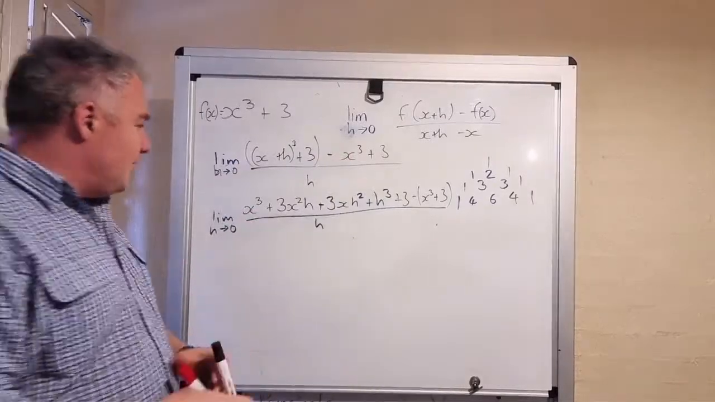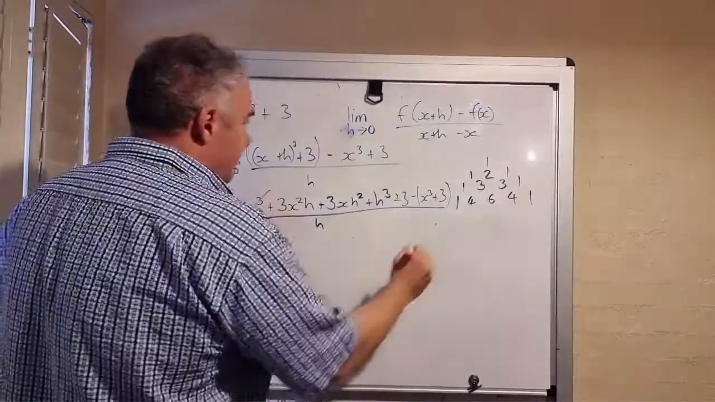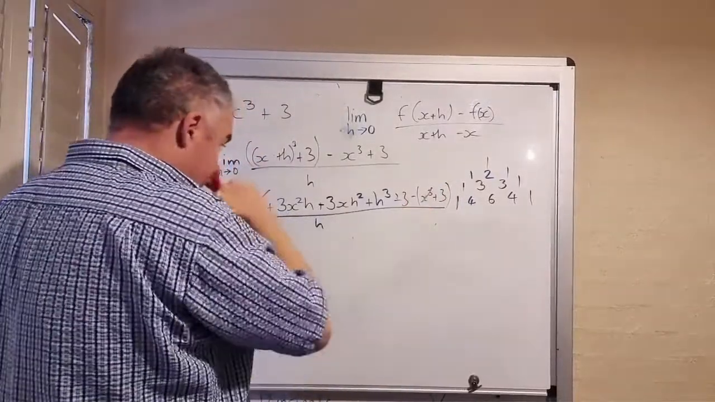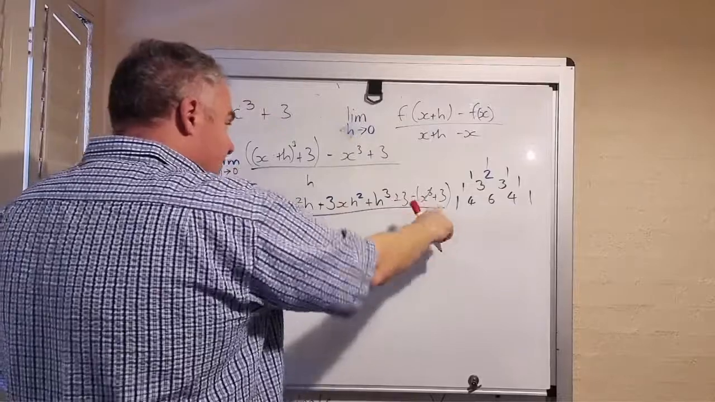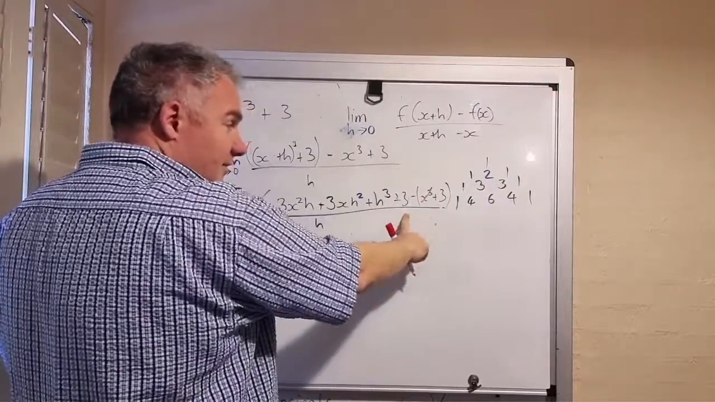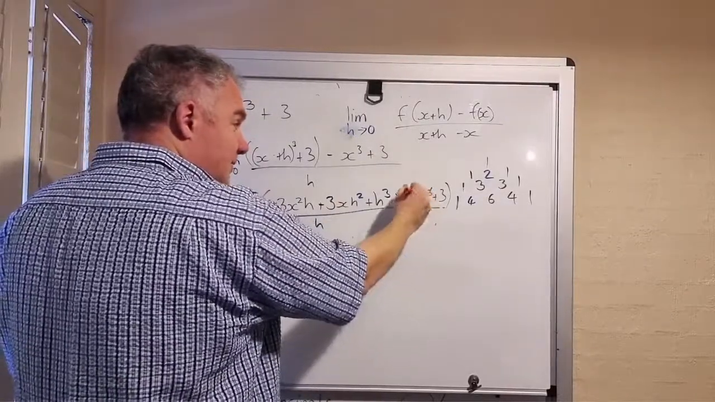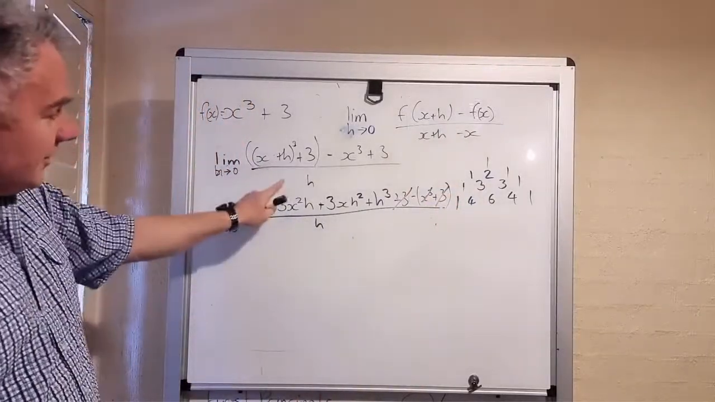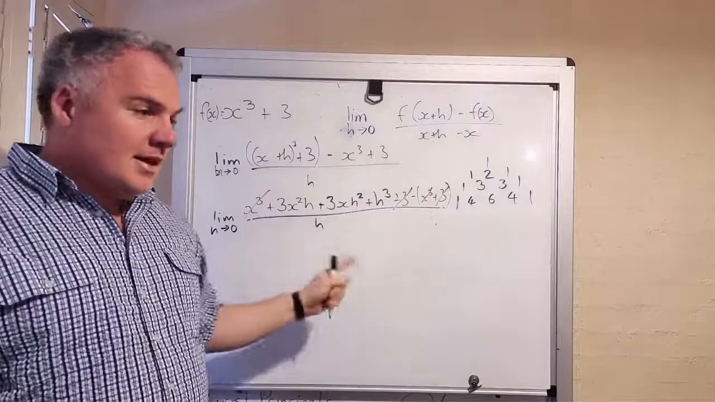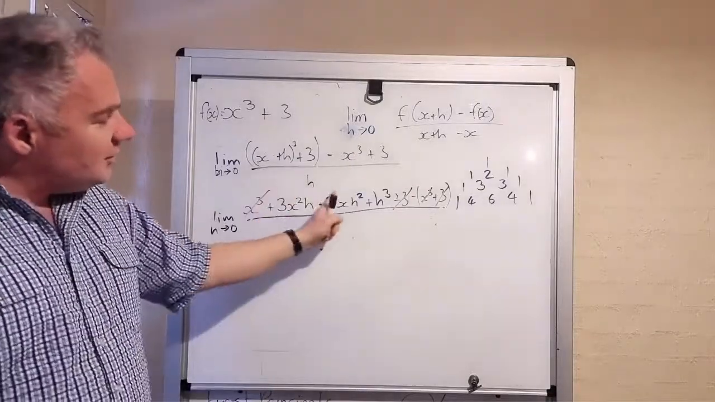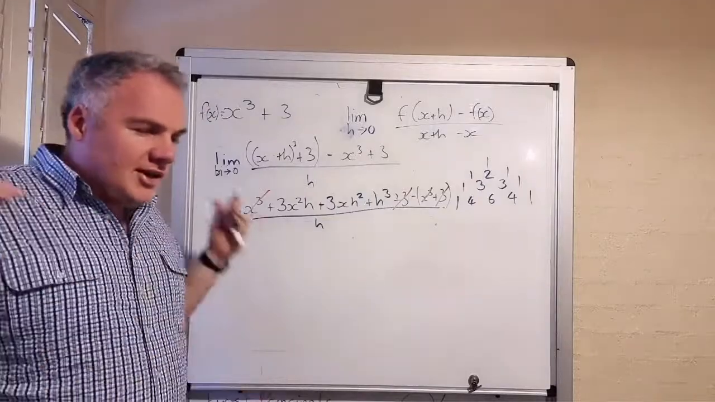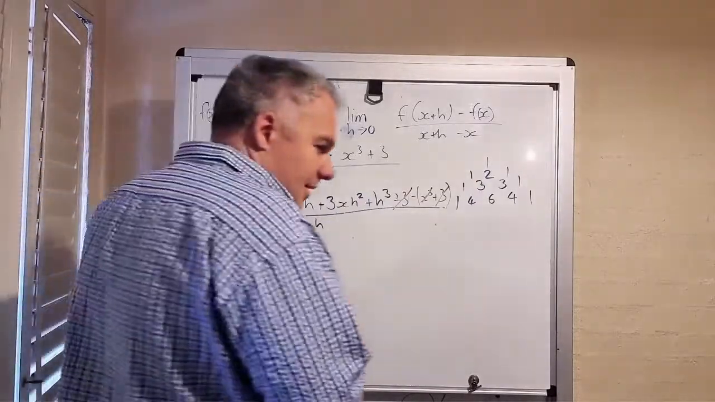Now I can do the cancelling. The x cubed cancels with the x cubed minus x cubed. The 3 cancels with that 3, so minus 3 plus 3, they cancel. Okay? And I'm left with this. Now because there's an h in 1, 2, 3, I can factor out my h, which is the important step. Okay?